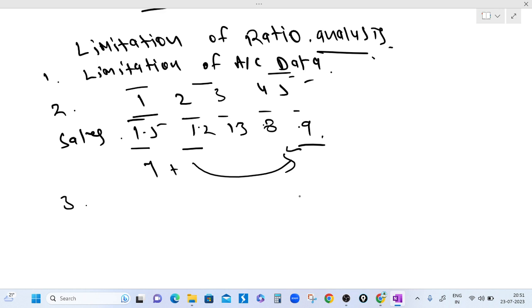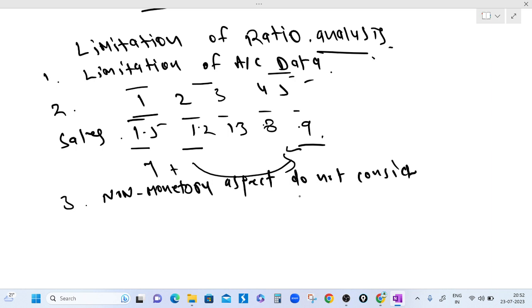The third limitation is that it ignores qualitative or non-monetary aspects. Accounting provides information about the monetary aspects of the business. Hence, ratios also reflect only the monetary aspects, ignoring completely the non-monetary qualities. So non-monetary aspects are not considered in ratio analysis. So this is the third limitation.